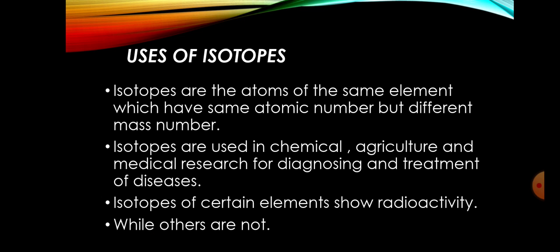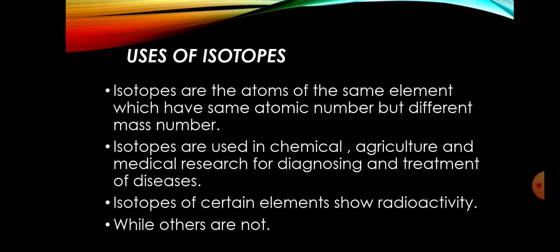Isotopes are the atoms of the same element which have the same atomic number but different mass number. Then we discuss the uses: isotopes are used in chemical, agriculture and medical research for the diagnosis and treatment of diseases. These uses can be discussed one by one.